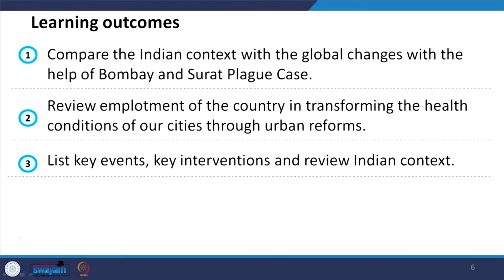The expected learning outcomes: after completion of this session, you should be able to compare the Indian context with global changes with the help of the Bombay and Surat plague case studies. You should be able to review our journey as a country in bringing changes in the health conditions of our cities through urban reforms. You should be able to list key events, key interventions and review them with our own context.